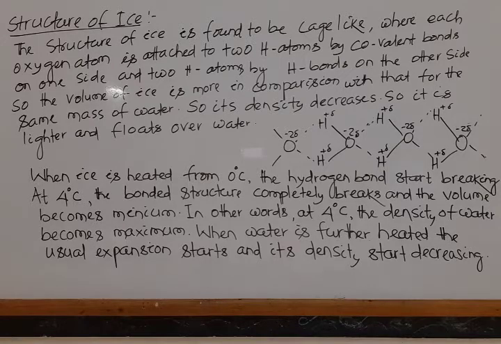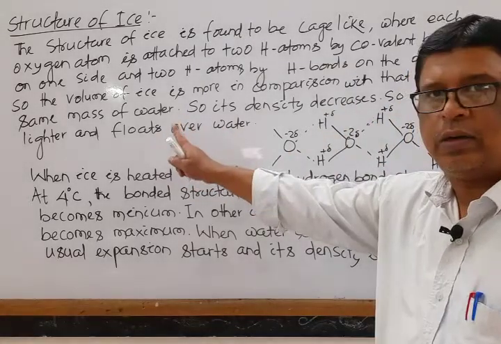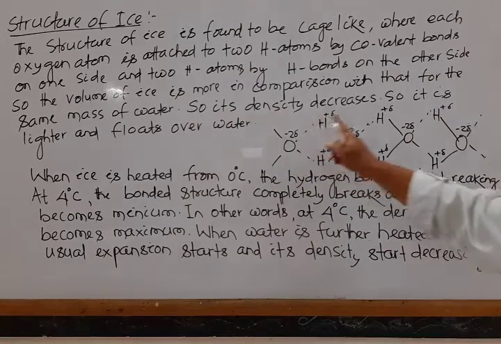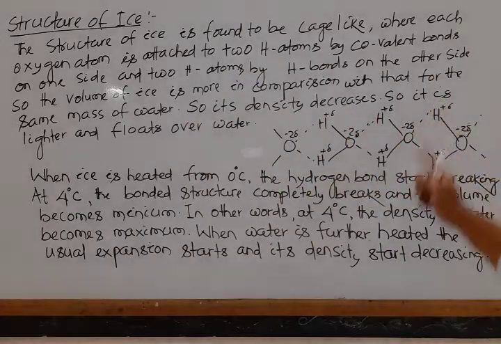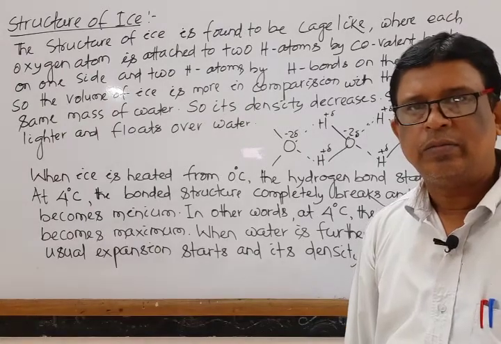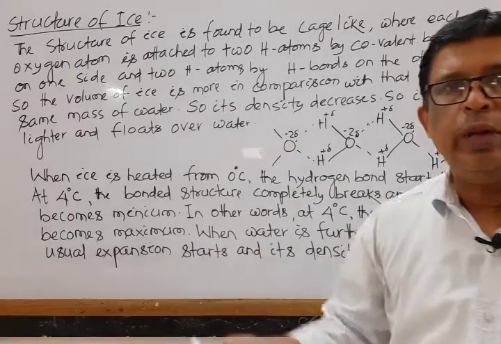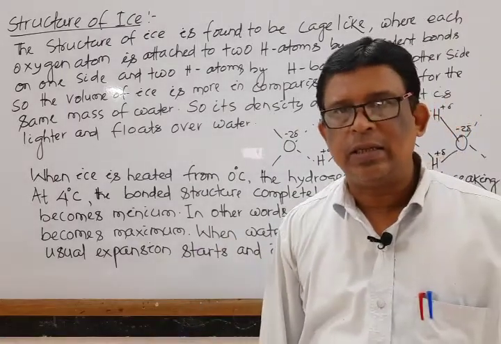So the volume of ice is more in comparison with that of the same mass of water. So its density decreases, that's why it is lighter and floats over water. Because the maximum vacant space is there, the volume increases and the density decreases.